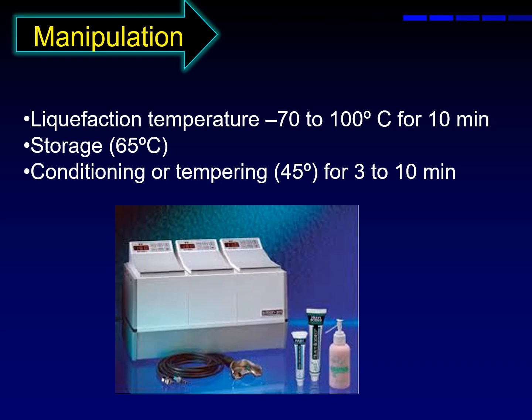It has three compartments: the liquefaction compartment, the storage bath or compartment, and the conditioning or tempering compartment. For preparing the agar impression material, we have to cut the agar into small pieces, put it in the liquefaction pot and raise the temperature to 100 degrees centigrade. Within 10 minutes it begins to liquefy. Then we store the material in the storage compartment at 65 degrees centigrade. The material is to be tempered or conditioned before the arrival of the patient at 45 degrees centigrade.